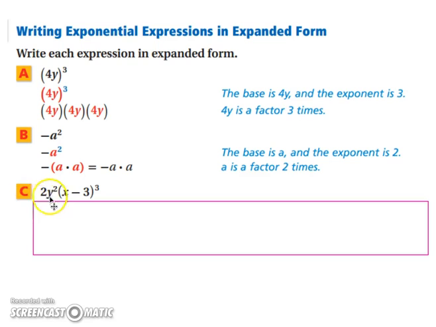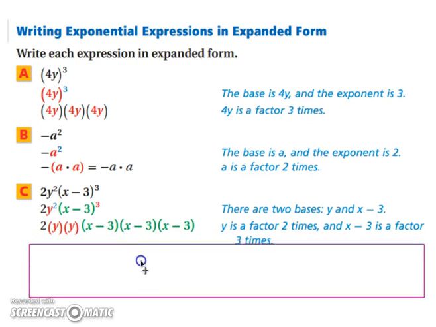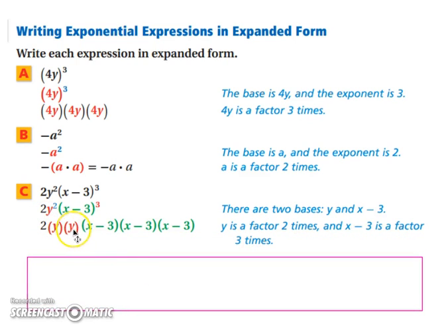All right, let's look at C. We have 2y squared times the quantity x minus 3 to the third. In this first piece, notice the y is the only term being squared. So y is your base. In the second piece here, notice that x minus 3 is in parentheses. So that quantity is going to be a factor 3 times. So let's see what it looks like. 2 times y, and then x minus 3 times x minus 3 times x minus 3.